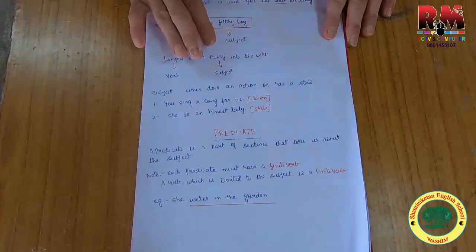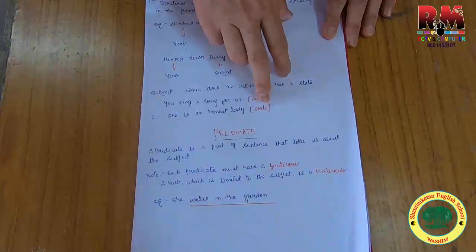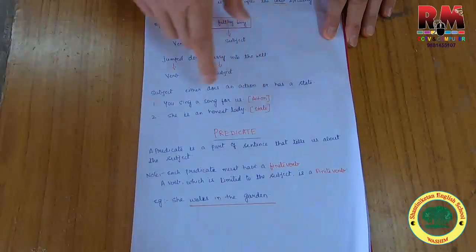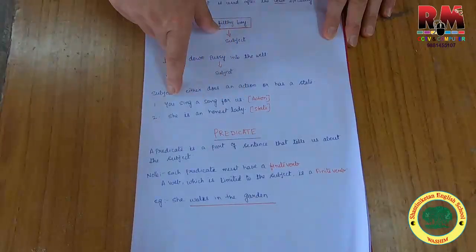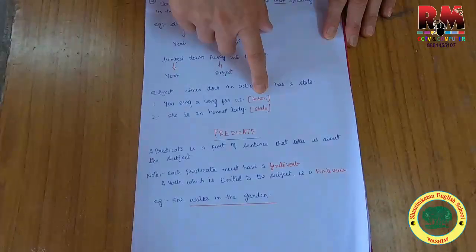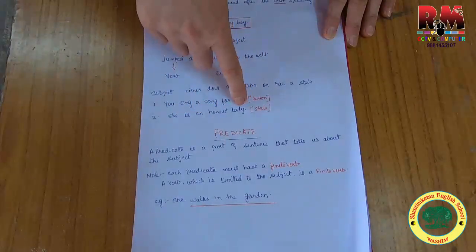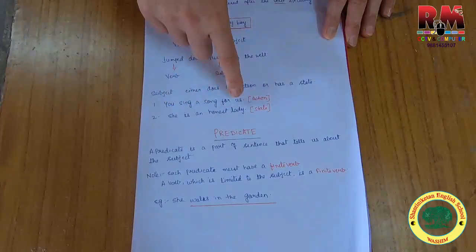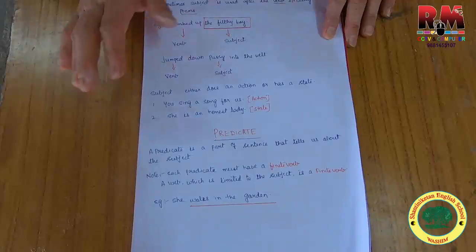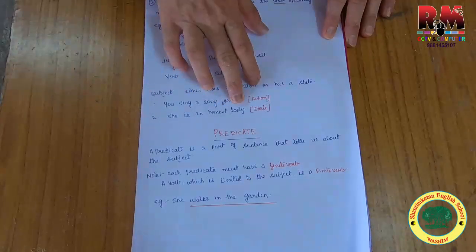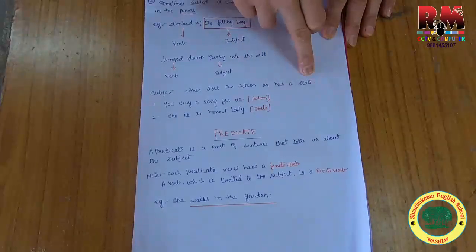I have also explained that a subject can be in the form of action and also it can have a state. See the first example: you sing a song for us. The first example is in the form of action. What is the action verb here? Sing. She is an honest lady. This is in the form of state. It is showing the state of a lady, that she is an honest lady. So the subject either does an action or has a state.